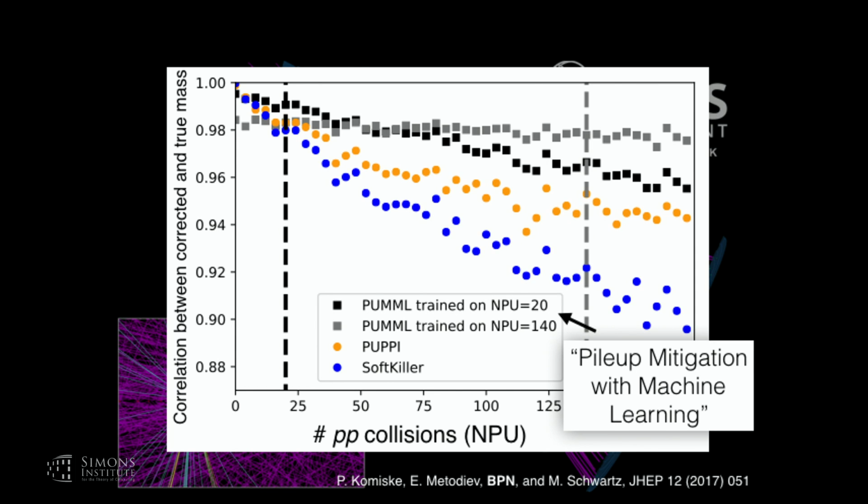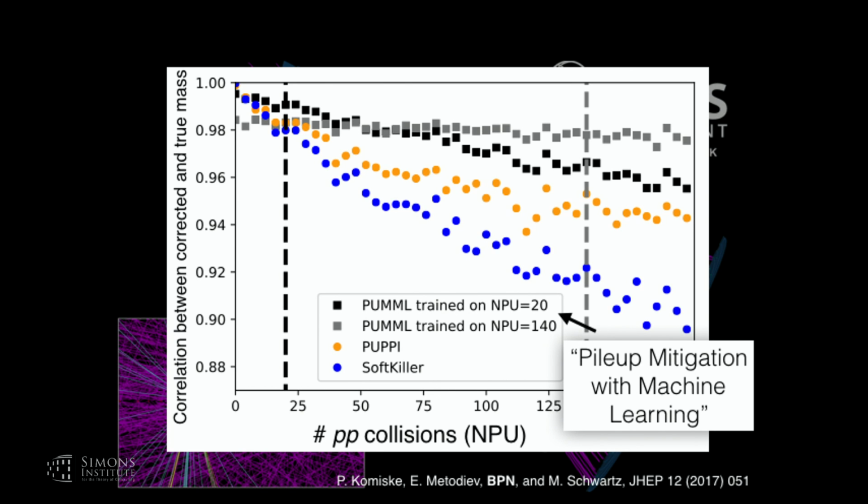And you can see the state of the art, the blue and the yellow, they degrade a bit, they decrease. So they're getting worse the more noise you have, which is expected. And the machine learning one also gets worse the more noise you have. But the key point is that the black and the gray are higher than the other ones and also flatter.